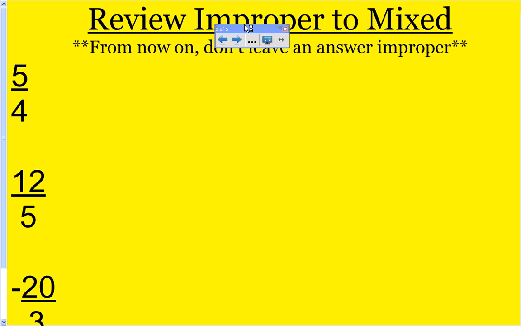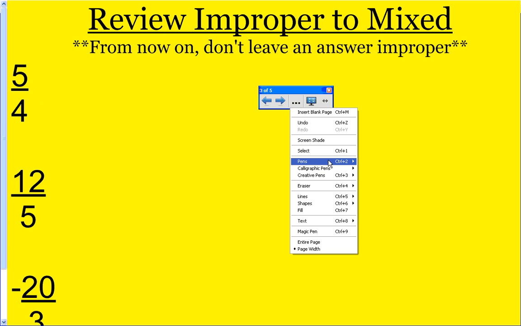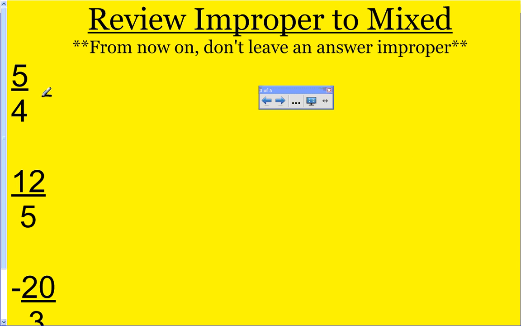The other piece we need to review is going from an improper fraction to a mixed number, so going the other way. So we're starting with an improper fraction and we want to go to a mixed number. To do this, we say, how many times will 4 go into 5? 4 will go into 5 one time. Our denominator stays the same. Now we have to figure out what our remainder is. After we go into 4 one time, how much do we have left? One way you can do that is 1 times 4 is 4. The difference between 4 and 5 is 1. So it's 1 1/4.